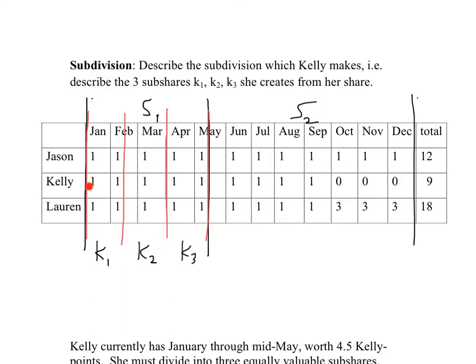So she starts at the beginning of January and starts counting off 1.5 Kelly points into the year. That determines the cut at mid-February. She counts another 1.5 Kelly points from mid-February. That takes her to the end of March. She counts another 1.5 Kelly points. That takes her from the beginning of April to mid-May.